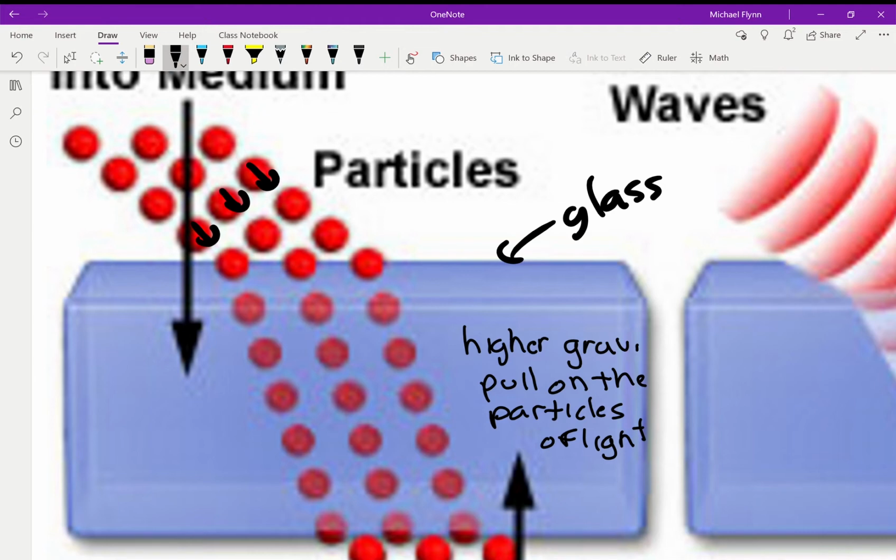And so this glass block has these really large molecules in it that would create a gravitational pull toward the glass. And now, once they enter the glass, they move faster because of that gravitational pull. In other words, there's acceleration here.